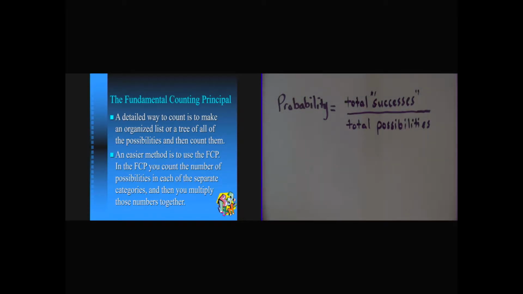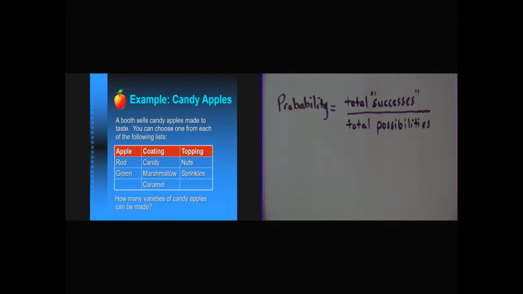So I'm going to show you at least maybe one example of how to do that, all right? Let's say that there's a booth that sells candy apples, and you can choose one thing from each of the options here. You can either choose to get a red or a green apple. You can choose to get a coating of either candy, marshmallow, or caramel. And then on top of that, you can have them put nuts or sprinkles on top.